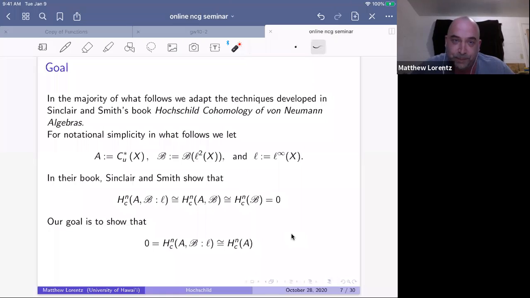is zero. Now, our goal is going to be to show that these L infinity multimodular maps that go from the uniform row algebra to the bounded operators are in fact isomorphic to the continuous Hochschild cohomology from the uniform row algebra to itself.